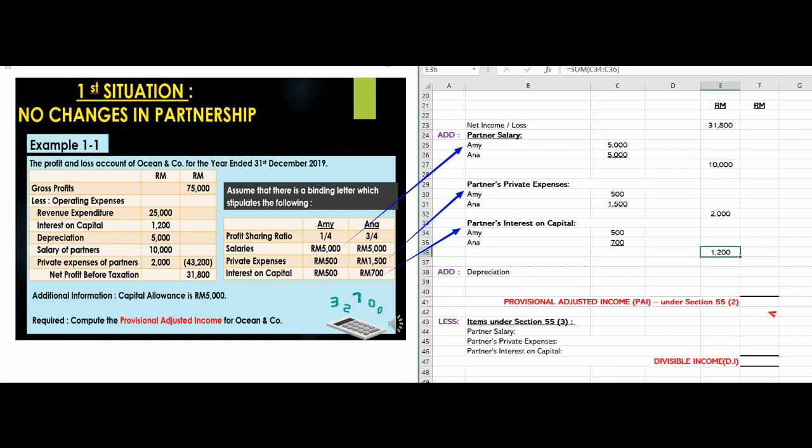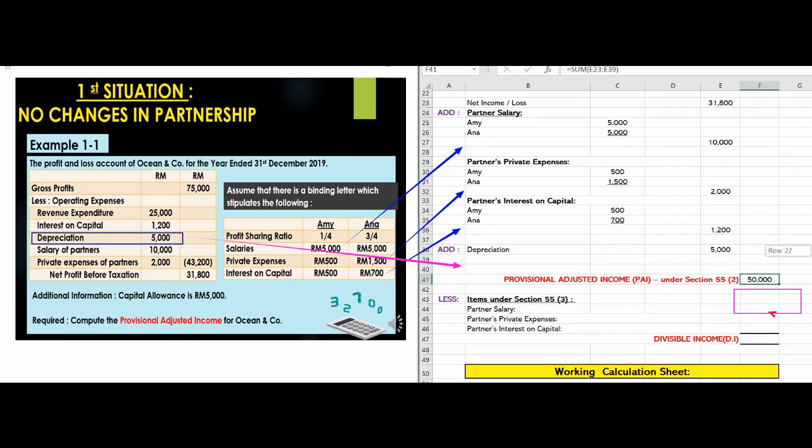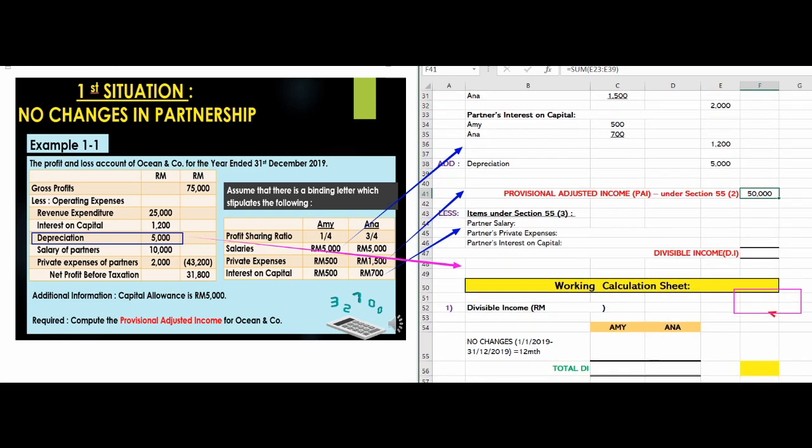Alright, so we have to add back any non-allowable items, as I told you already. There is a depreciation which is not allowable. So we have to add it back in here. The depreciation would be 5,000 ringgit. So how much is the total of PAI? 50,000. Okay, 50,000 is the amount of PAI. So we already get the amount of PAI. Now we are going to get the amount for divisible income.